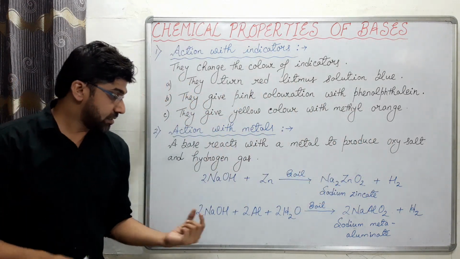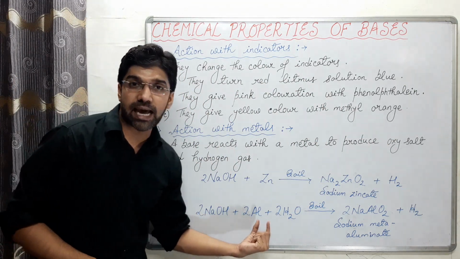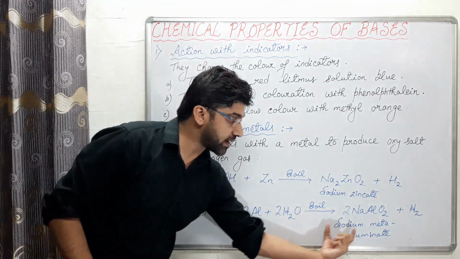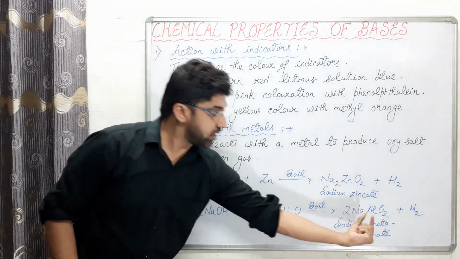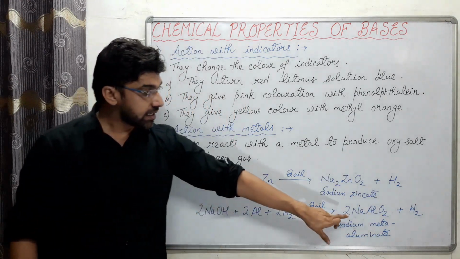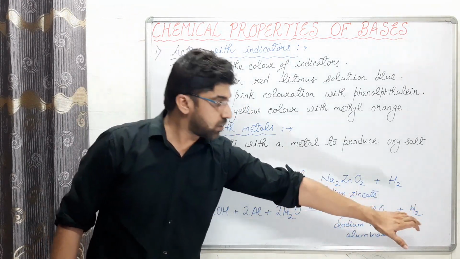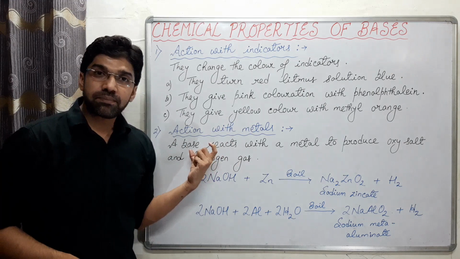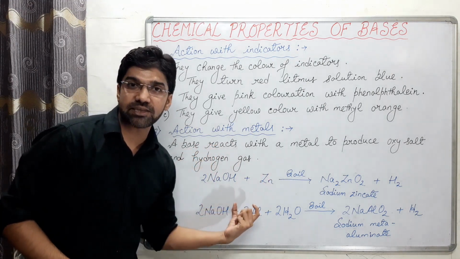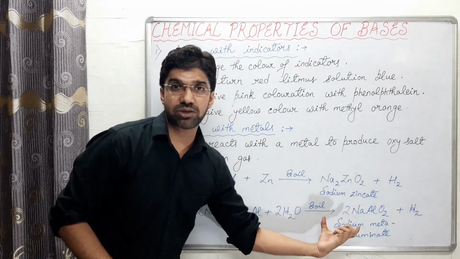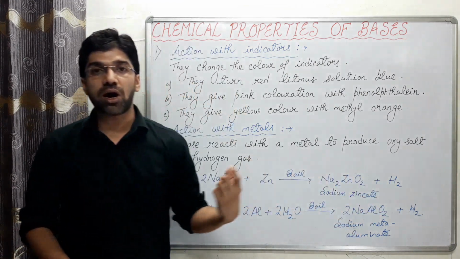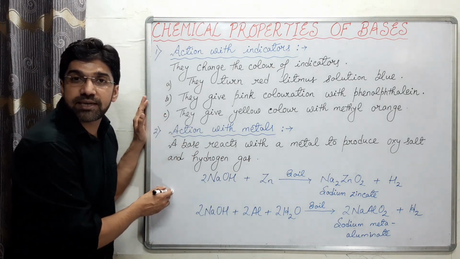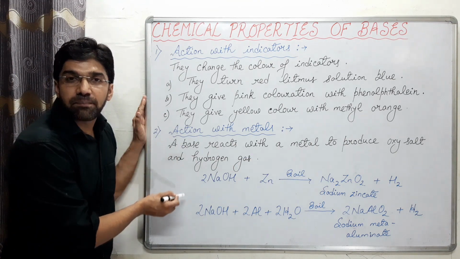Take one more example. Base sodium hydroxide reacts with the metal aluminium to form sodium meta-aluminate. It is also an oxysalt. What is the formula? NaAlO2 along with evolution of hydrogen gas. So what is action with metals? Bases react with the metals to form oxysalt along with the evolution of hydrogen gas. So that's about the second chemical property of base, action with metals.